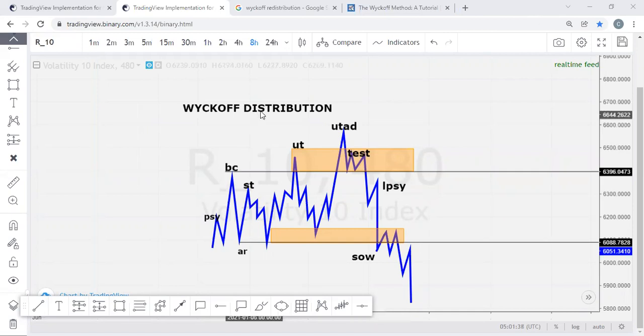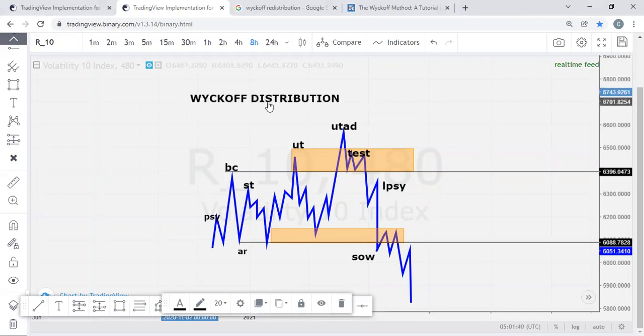Wyckoff distribution. In the previous video, I talked about Wyckoff accumulation. I tried to explain one or two things about it and how you can trade it. So today we're talking about Wyckoff distribution. We'll be looking at how to trade it, and I've already explained most of the Wyckoff theory in the previous video, but the aim of this video is to explain how you can make the most out of it.